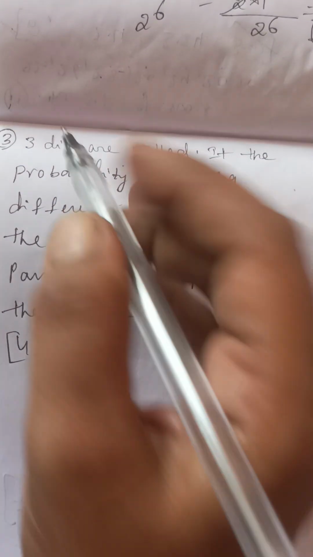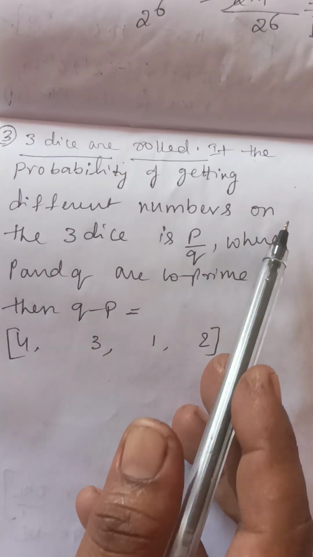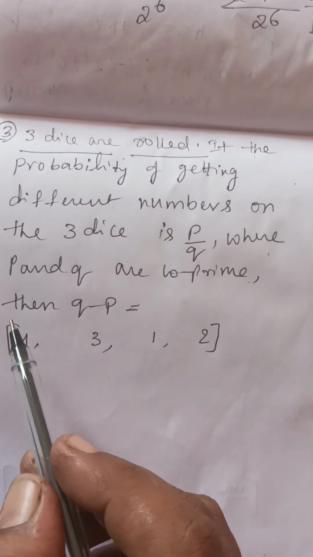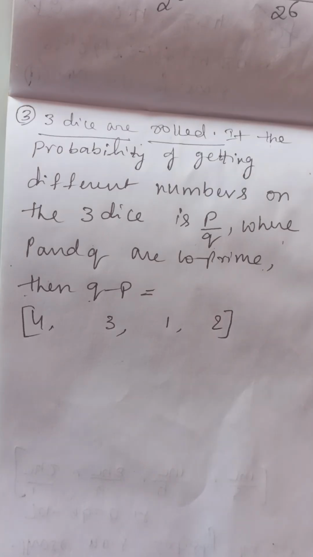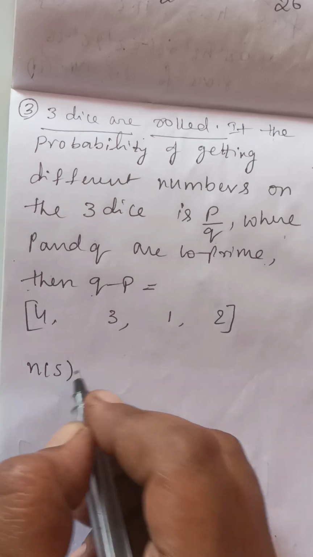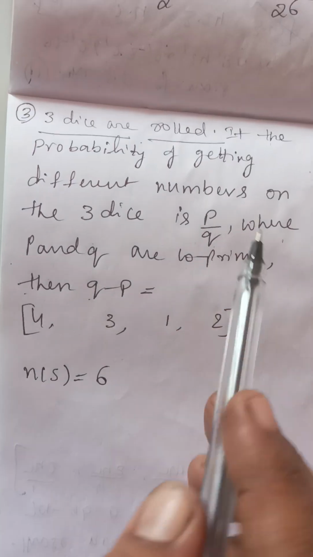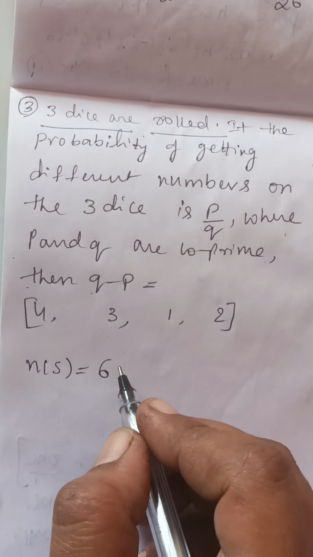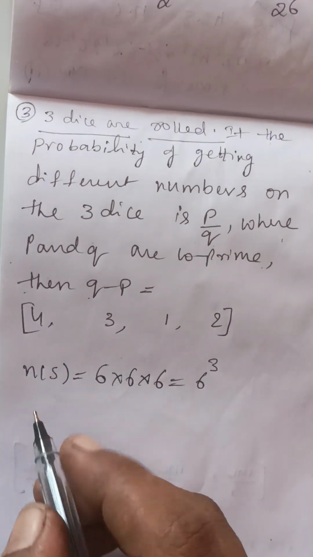3 dice are rolled. If the probability of getting different numbers on the 3 dice is P by Q, where P and Q are co-primes, then Q minus P is. Here 3 dice are rolled. So N of S, the number of points in the sample space, is 6, since each die has 6 faces. Like that there are 3 dice, so 6 into 6 into 6 is N of S, which is equal to 6 cube.